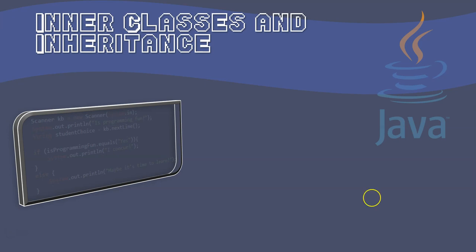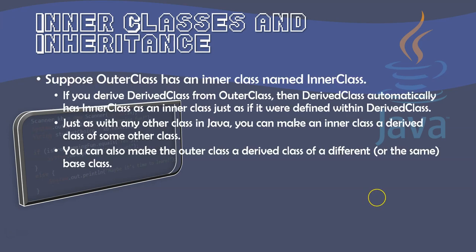Now, of course, we can also have inner classes and inheritance tied together as well. Suppose outer class has an inner class named inner class. If you derive derived class from outer class, then derived class automatically has inner class as an inner class, just as if it had been defined inside of derived class. And just as with any other class in Java, you can make an inner class a derived class of some other class as well. You can also make the outer class a derived class of a different or the same base class. So inheritance is a very powerful tool that we can still use to add a lot more oomph behind our program design.